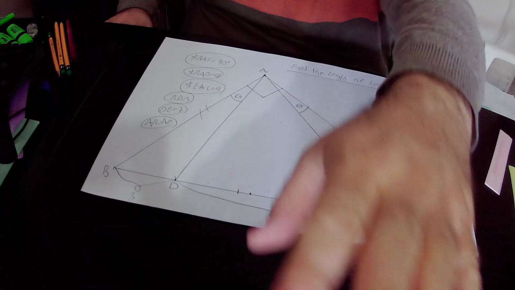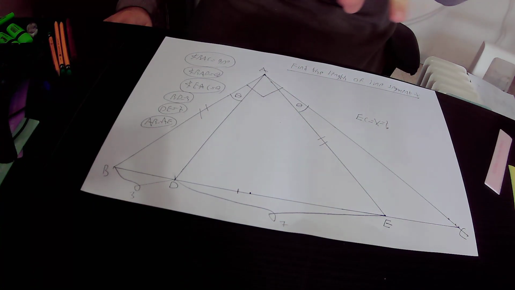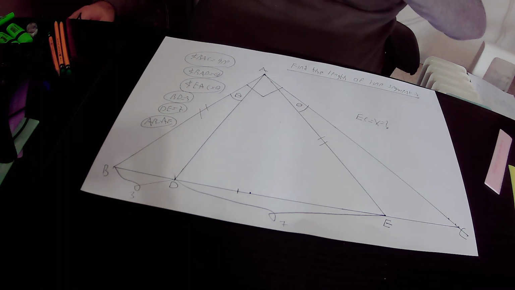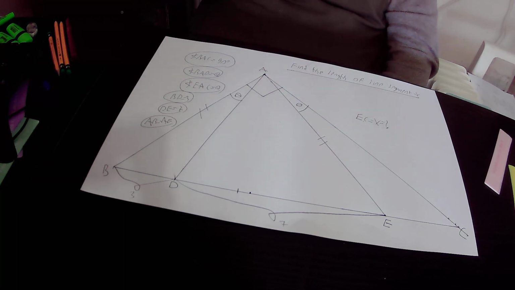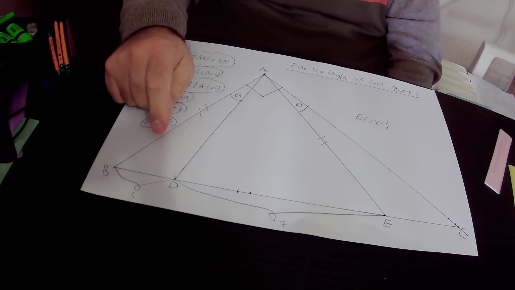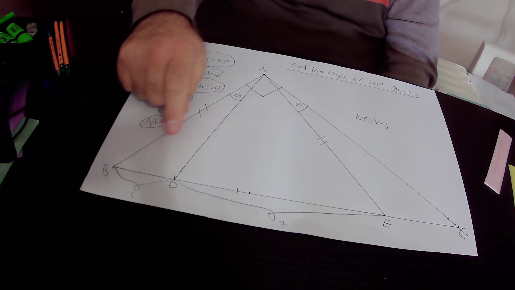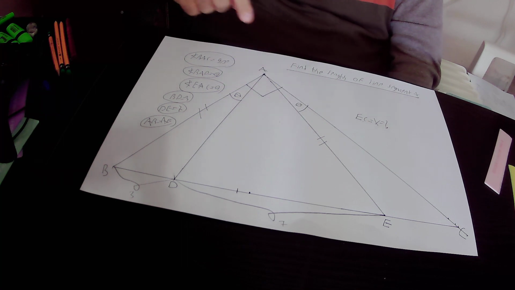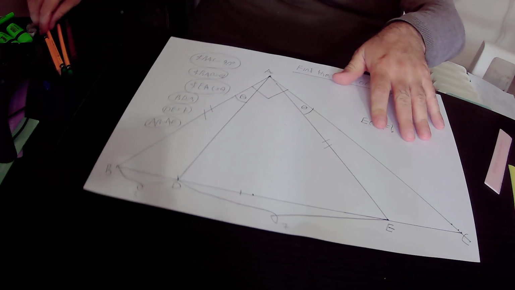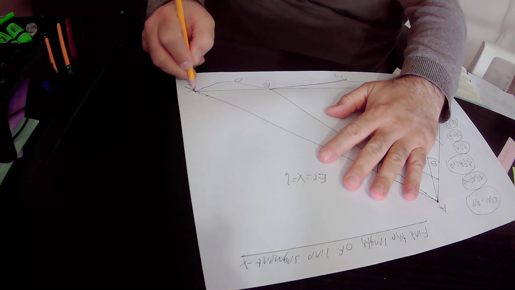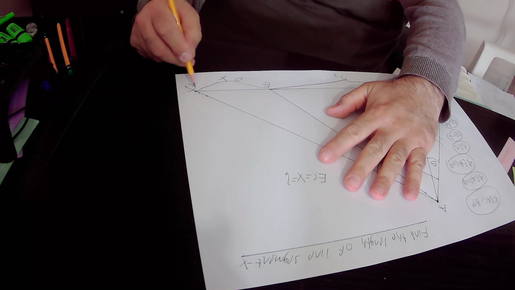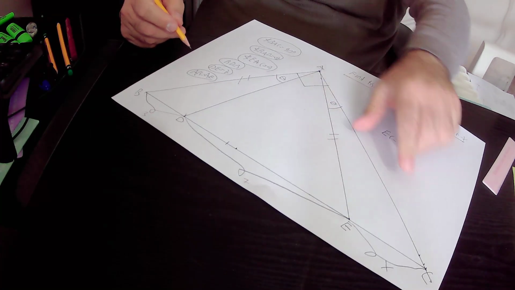Now, in this lecture, we will find out the value of line segment X. In the drawing, we have triangle ABC. We know that side AB is equal to side AE. We also know that line segment BD equals 3 units, line segment DE equals 7 units. And we want to find out the value of line segment EC that is equal to X.